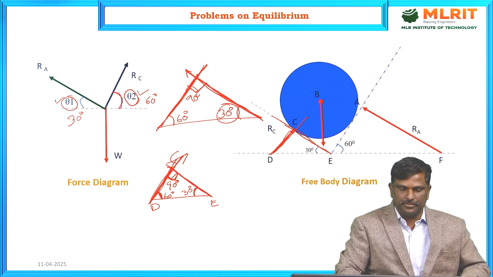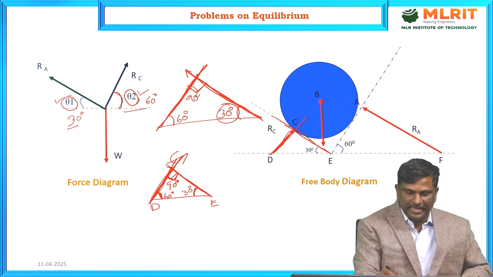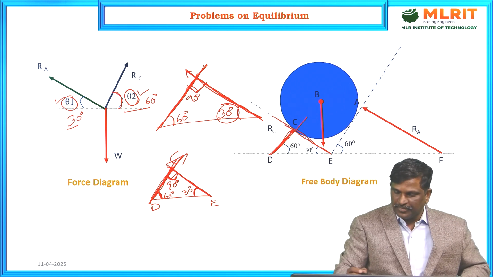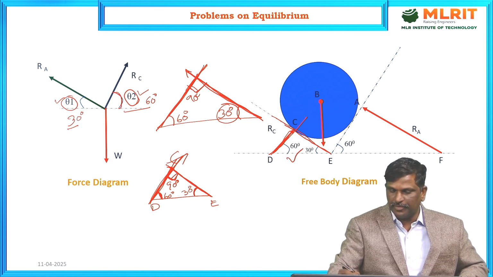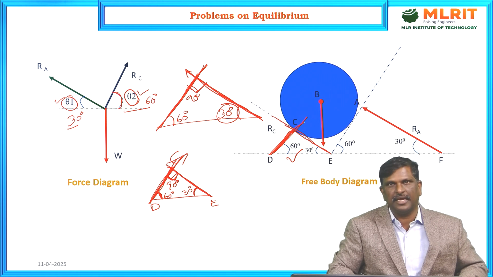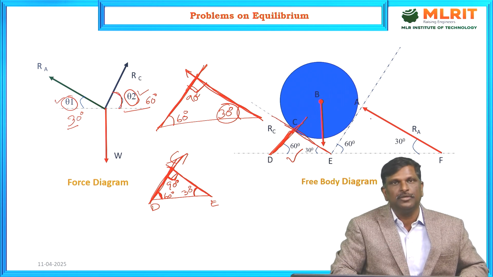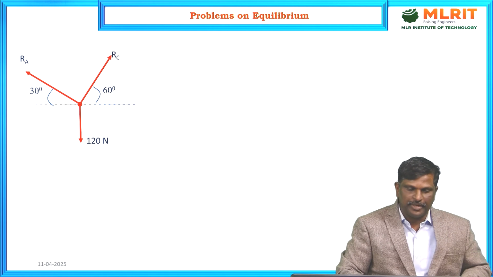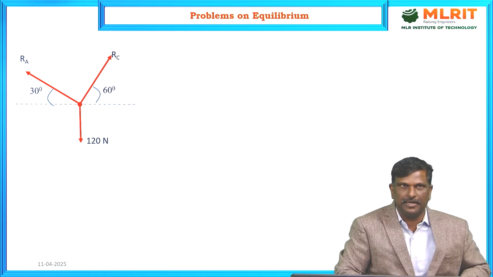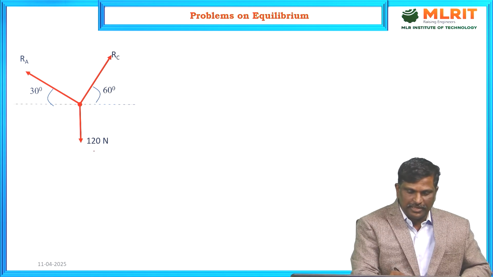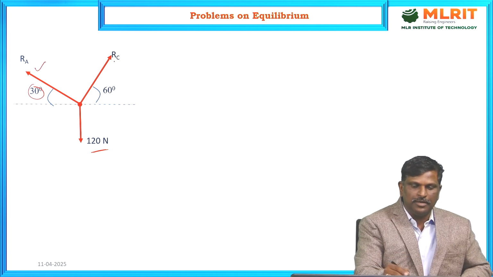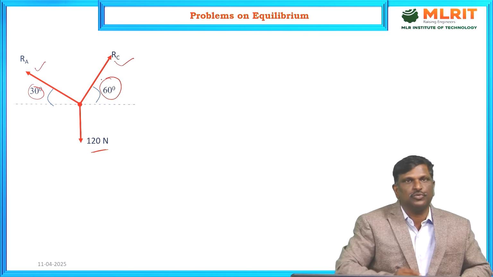After finding the required directions of unknown reactions, next proceed to solve the problem. So 60 degrees is the angle made by RC and 30 degrees is the angle made by RA with respect to horizontal. Now we got the angles made by both the reactions RA and RC. Weight always acts vertically downwards. RA is at an angle of 30 degrees to the horizontal. RC is at an angle of 60 degrees to the horizontal.